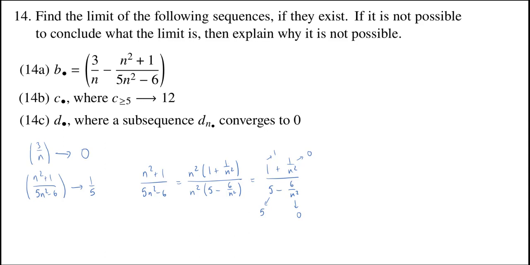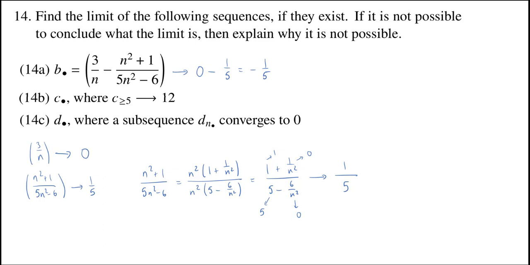So in total, each of these individual sequences converges, and so the sum and their ratios are going to converge. And it'll converge to, let's see, 1 plus 0 is 1, over 5 minus 0 is 5. Hey, wait a second, that's what we claimed over here. Beautiful. So in total, the individual sequences converge, and hence their difference converges to 0 minus 1 over 5, or negative 1/5. Cool. All right, let's check out C.